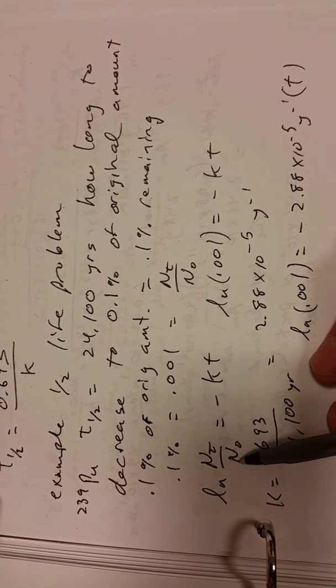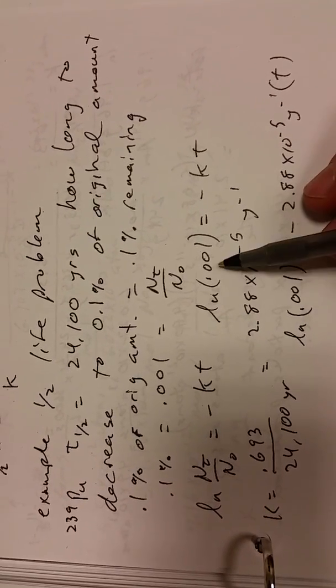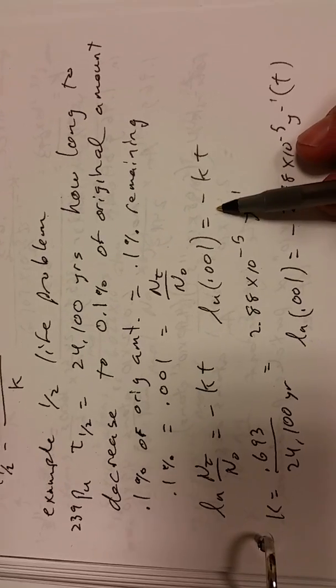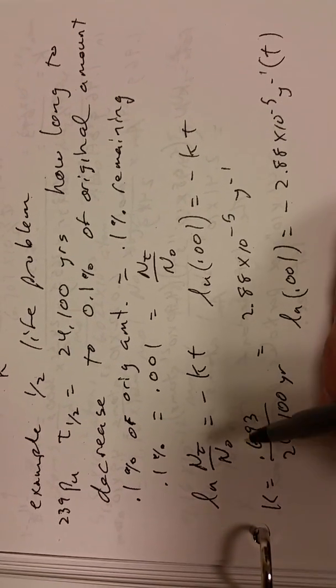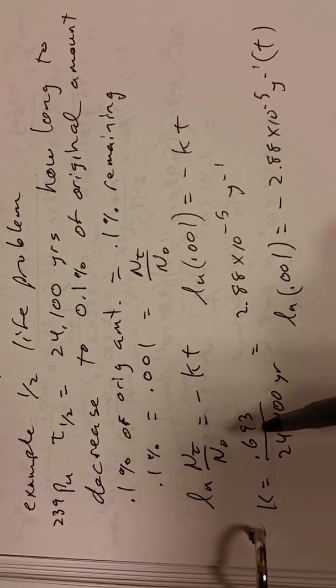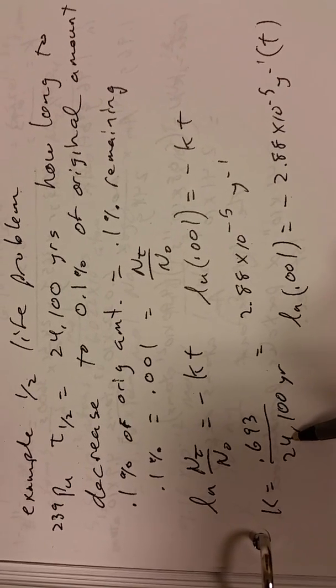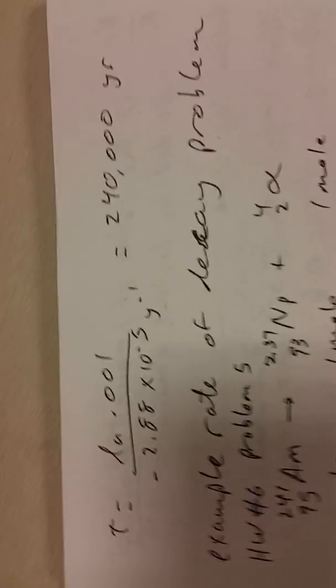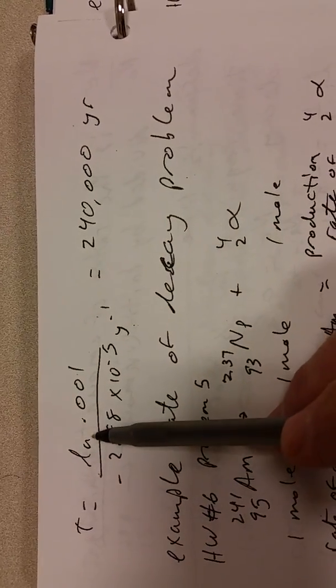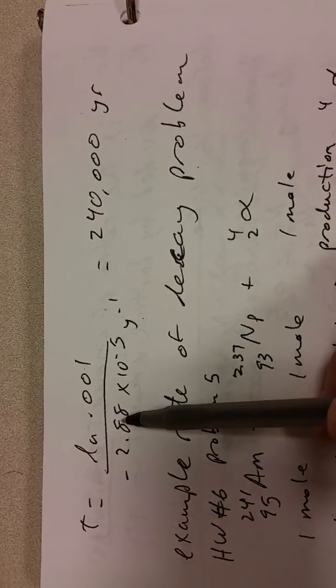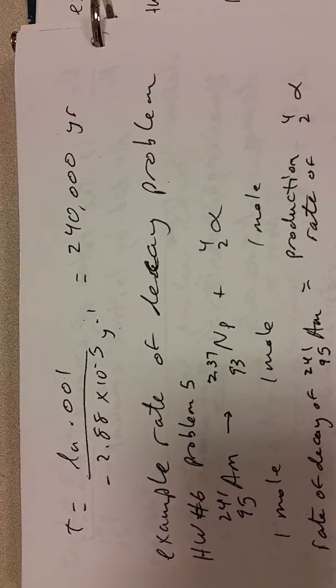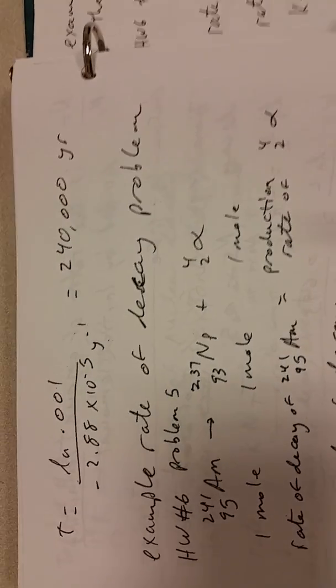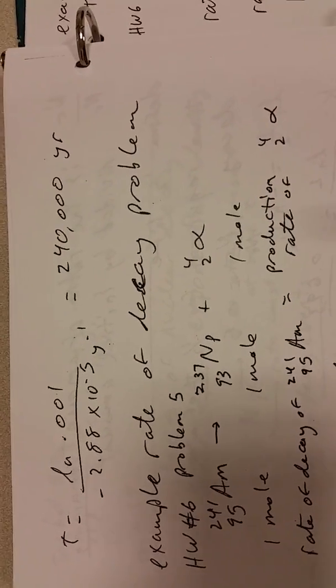So we simply stick that into our formula, take the natural log of 0.001, and you can see that k is equal to 0.693 over the half-life, and we get a value of t, which is 240,000 years. Natural log of 0.001 divided by the k value, that is the time it takes to decay to 0.1% of its original value.